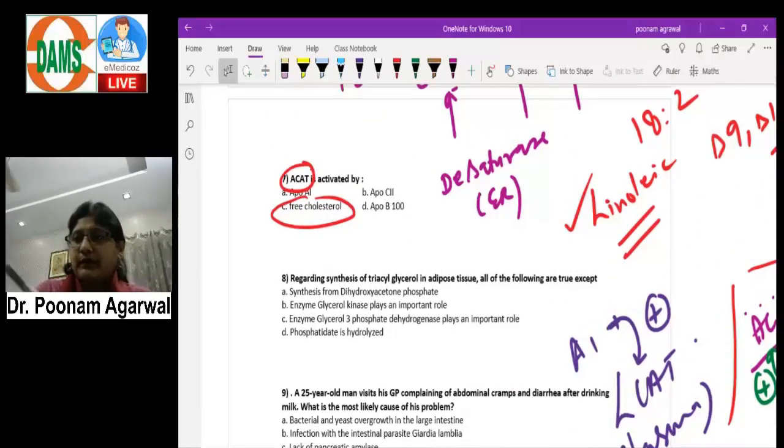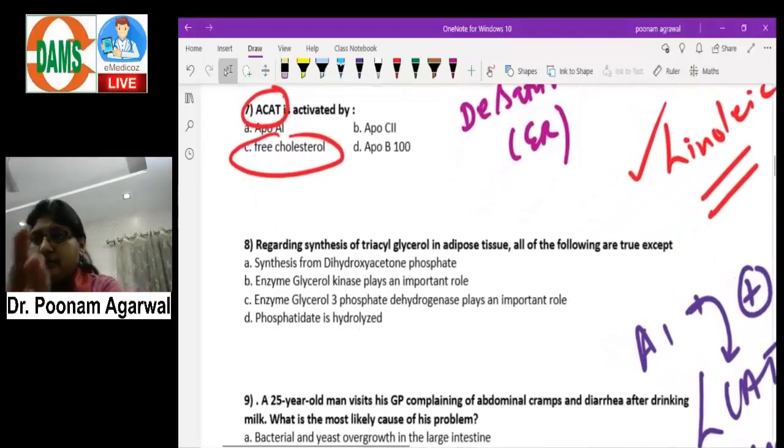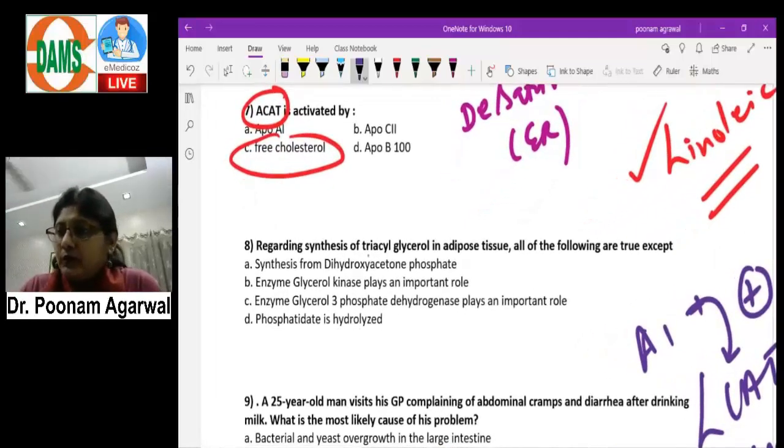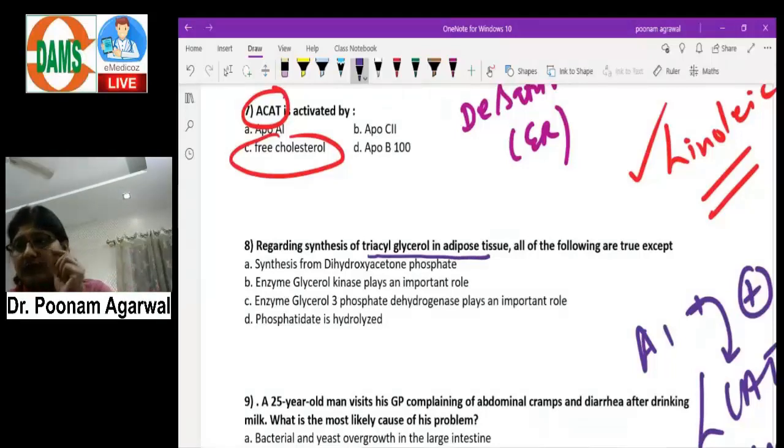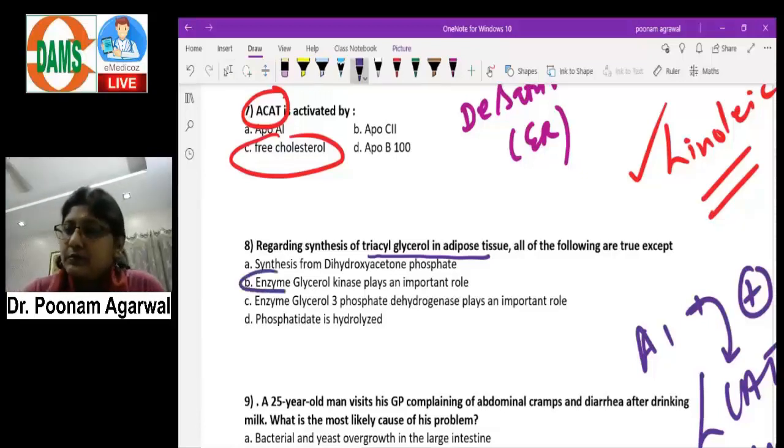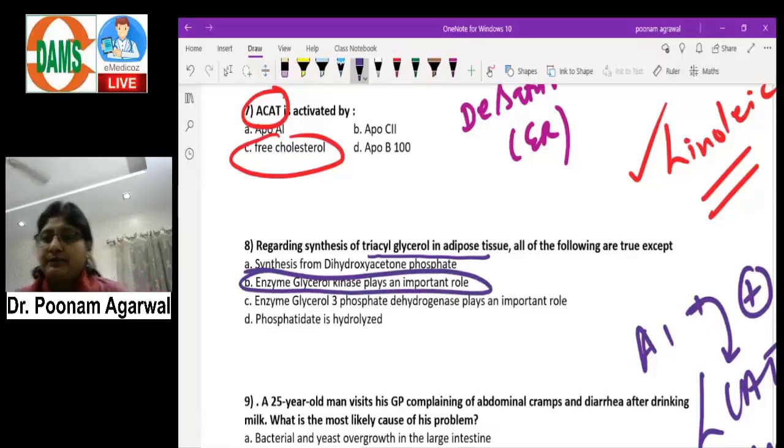Now coming to question number 8. We all know that TAG is stored in adipose cell. Now this question is asking you, all of the following are true regarding this TAG storage in adipose cell, except, let me tell you, the answer is going to be glycerol kinase. Glycerol kinase is the enzyme which is not found in adipose cell. So it doesn't play any role in storage of triacylglycerol in adipose cell. All the remaining statements are right.